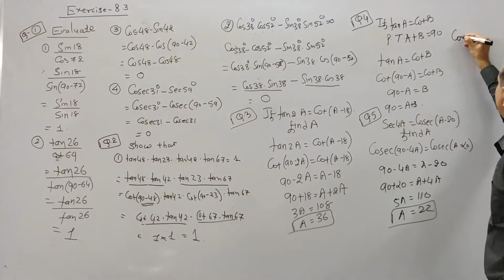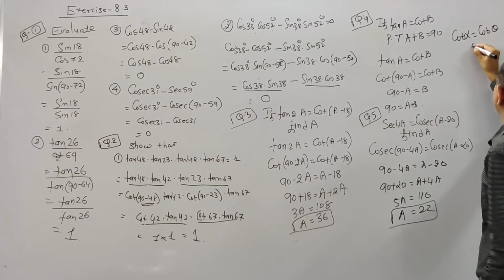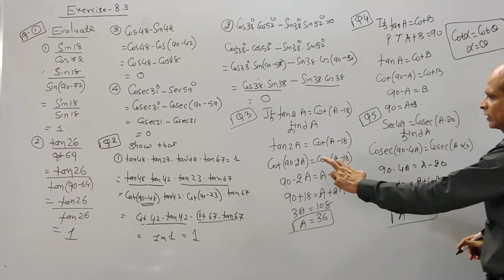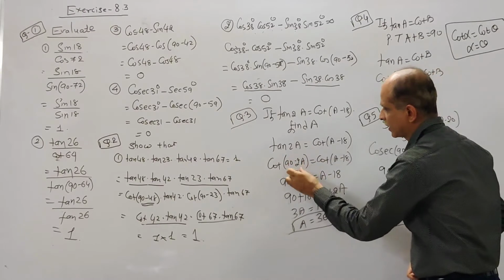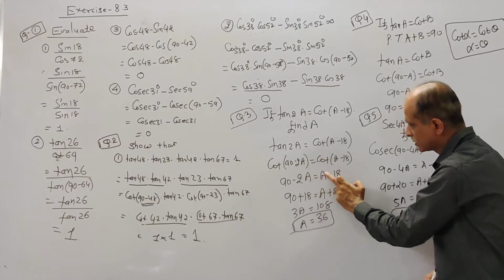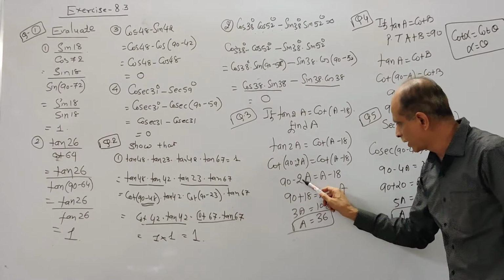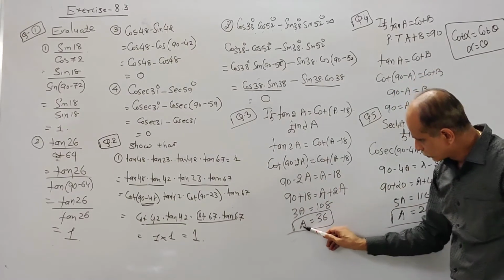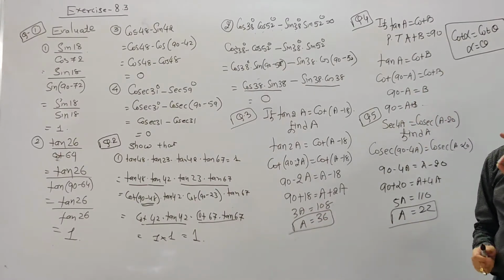Now we have been given one formula, that is cot alpha is equal to cot theta, therefore you can say alpha is equal to theta. So you can use this concept here. So 90 minus 2A is equal to A minus 18. So 90 plus 18 is equal to A plus 2A. So A plus 2A means 3A is equal to 108. So A is equal to 108 by 3. So A is equal to 36. So the value of A is equal to 36.